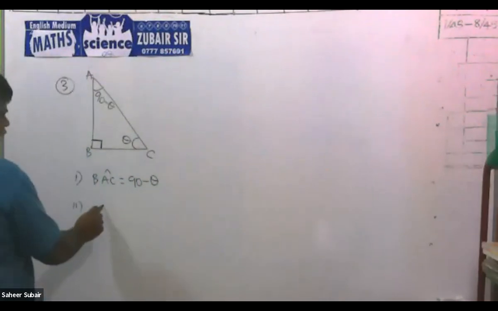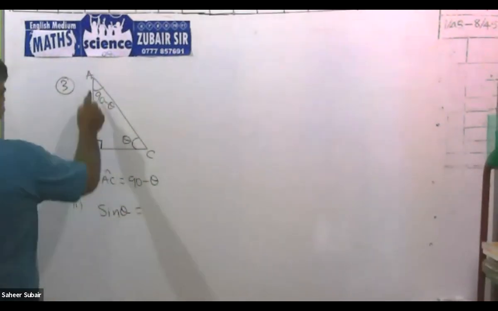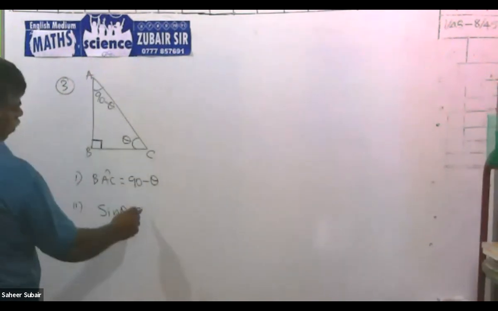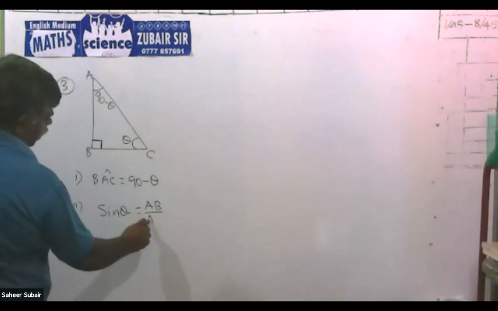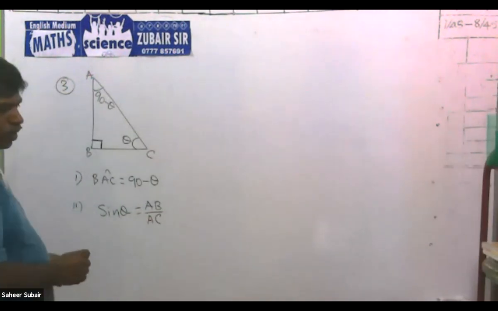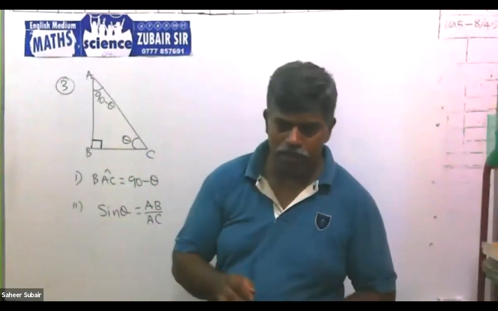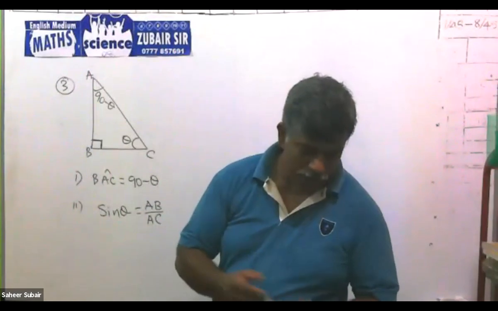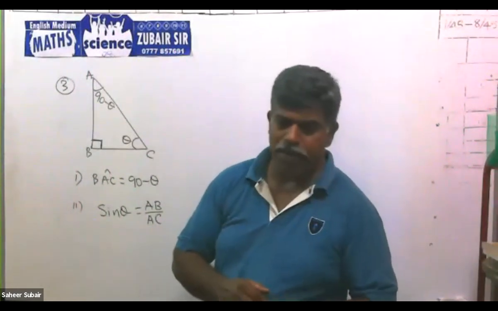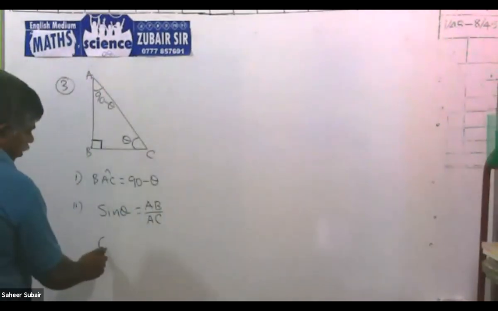Then we will find sin theta. Sin theta is opposite over hypotenuse. Opposite is AB, hypotenuse is AC. So sin theta is equal to, no measurements are given in numbers, so we can use the sides AB over AC. Then what is cos 90 minus theta?